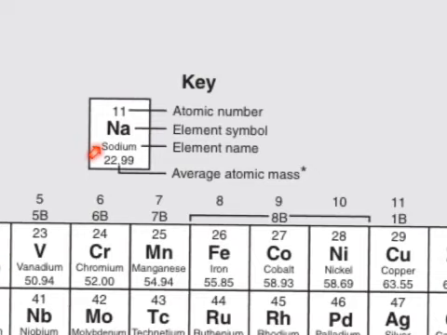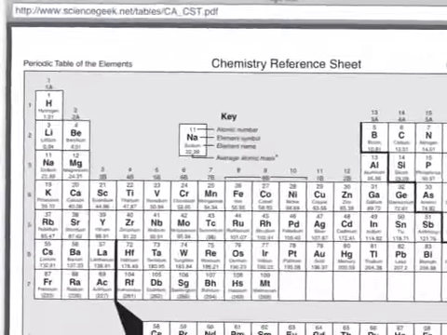Now the one thing that's a little bit different for us is they give an average atomic mass, which is not uncommon, but we are going to round this. So if you see 22.99 for an average atomic mass, you would round that up to 23. We only want whole numbers. So if you see something 0.4 or less, you're going to round it down. And if you see something 0.5 or higher, you're going to round that up.